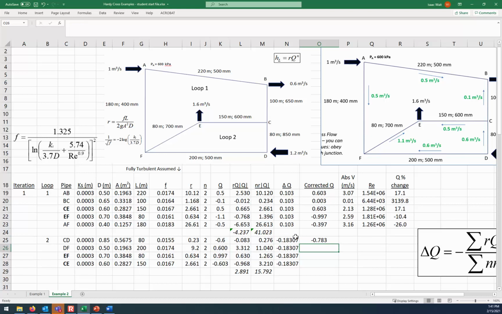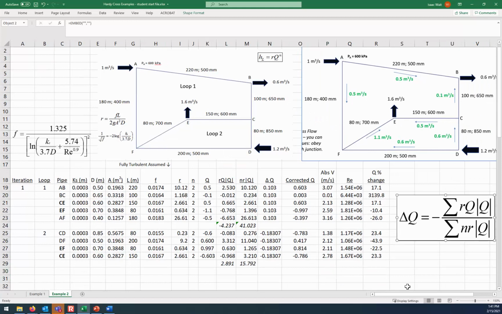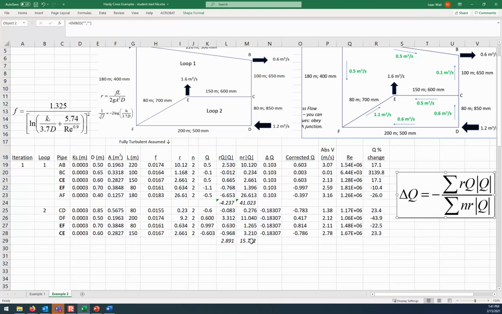Now we have an updated value for the flow rate for each of the pipes. And we can likewise calculate the absolute value of the velocity, a Reynolds number, and the percent flow rate change for each of them. Okay. We're almost through this. It may not seem like it, but we are going to finish this before class ends. We're now in iteration 2.